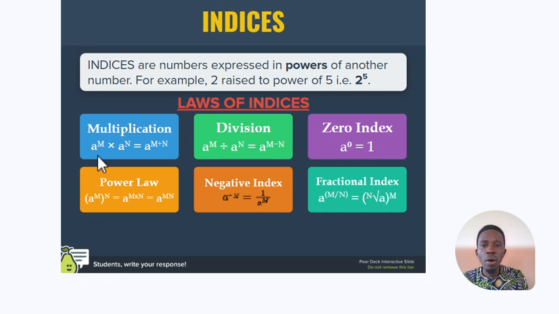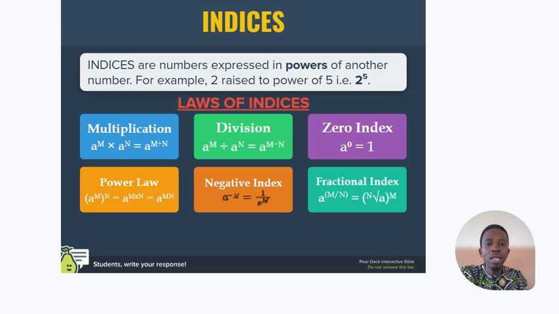So a raised to power m times a raised to power n is now equal to a raised to power m plus n. When they have the same base, you add the powers together. So that's why the multiplication law is a raised to power m times a raised to power n equals a raised to power m plus n. Is that clear? Okay.